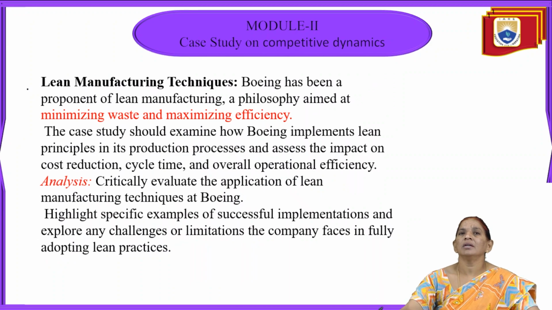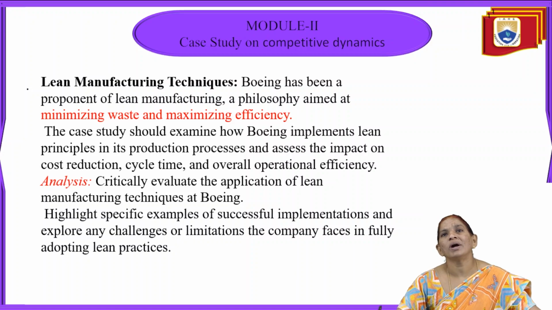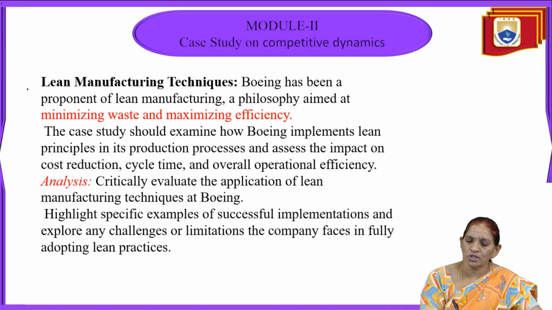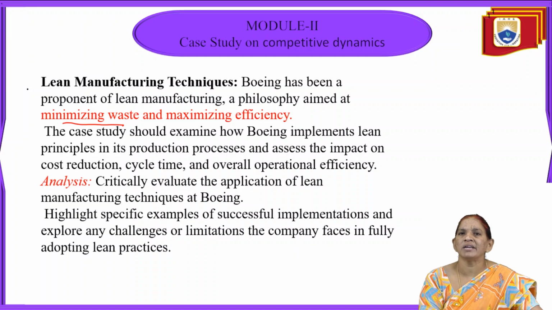And the next technique that Boeing has adopted was lean manufacturing techniques. It is one type of technique given by the Japanese quality management system, and it was philosophically aimed at minimizing waste and maximizing efficiency. The quality management technique has been given by the Japanese as lean management, where waste should be minimized and maximum efficiency in overall operating activities could be achieved.